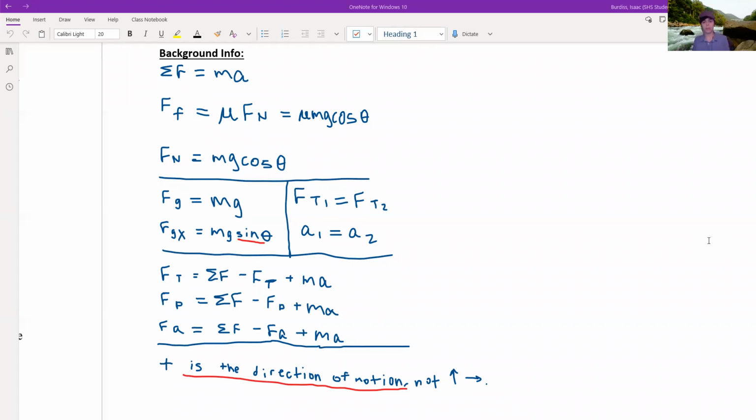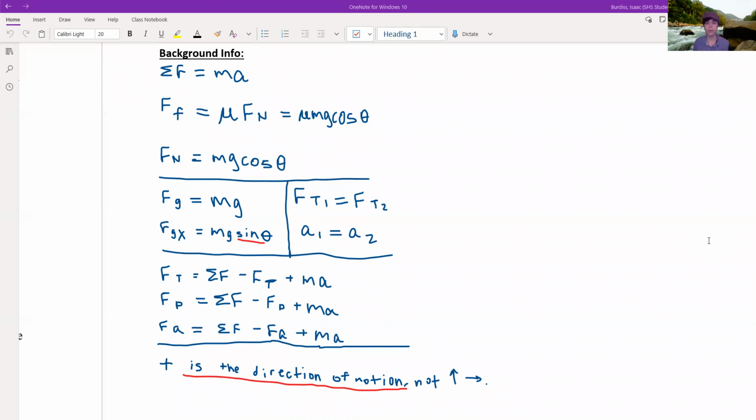F equals ma. Force equals mass times acceleration. Some of the forces, if you want to say. And that is Newton's second law. That is the very most important thing in this unit, and really, it's important in all of physics. But sometimes it equals 0 too.